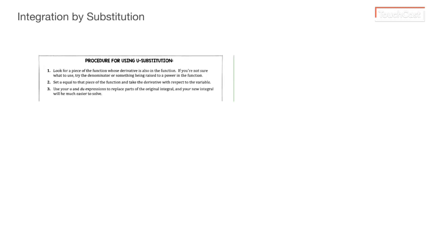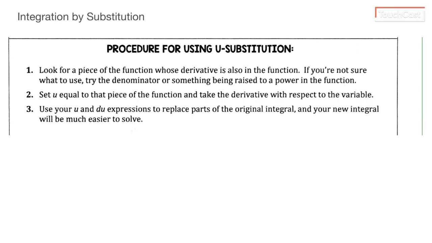And whatever that part is, the derivative of that is also part of our function. Now that derivative can be off by some value of a coefficient. Otherwise, it's going to need to appear in the function itself. So there is a procedure for using this u substitution method of integrating.